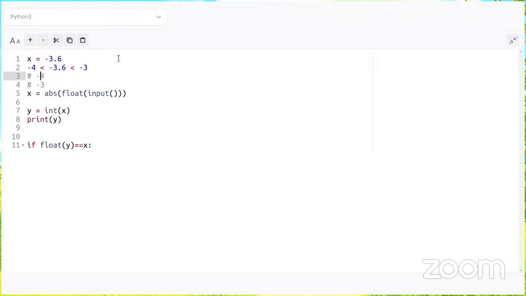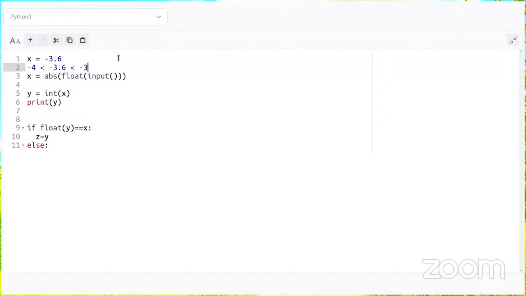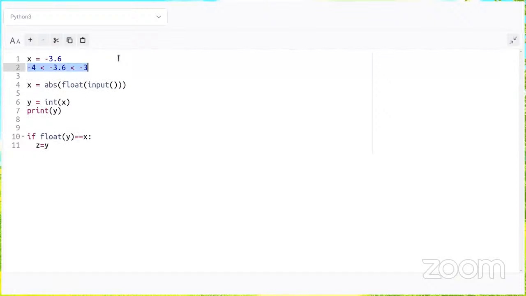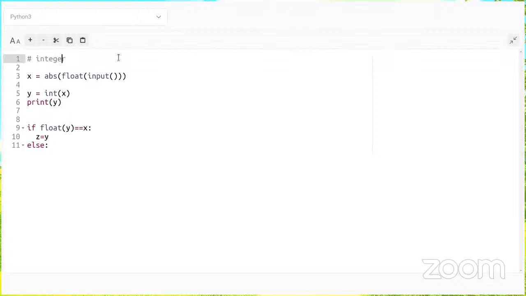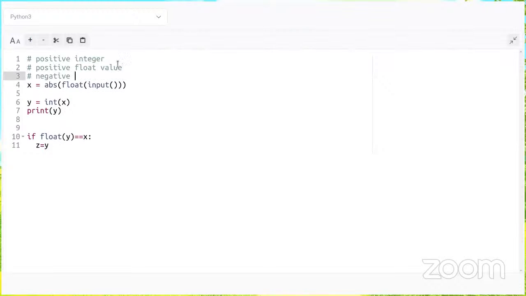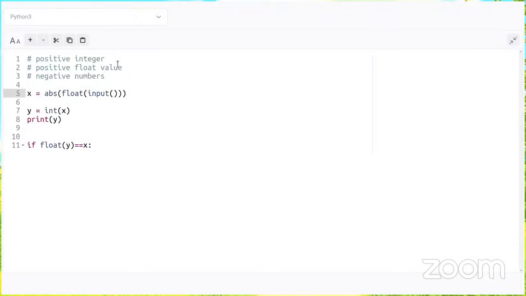So you need to now look at modifying your code so that it works for negative numbers also. Your code now works for two cases, right? If the input is an integer, or a positive integer, it works. If it is a positive float value, it works, but it doesn't work for negative numbers. So that change you have to somehow bring in. Okay.